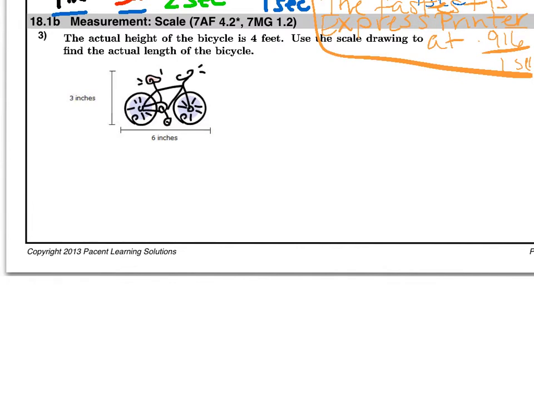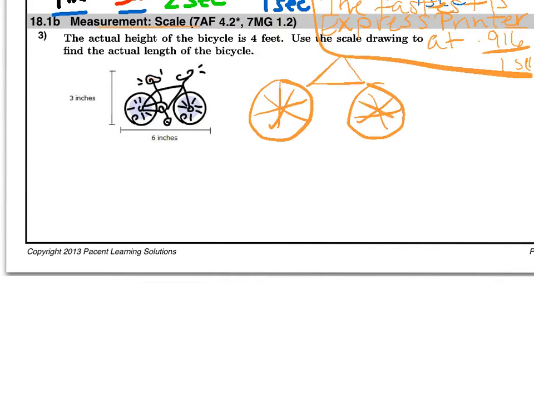All right, so our last problem is this bicycle problem. If you look up here, it's telling us that we're using scale, which we talked about a few weeks ago. The actual height of the bicycle is 4 feet tall. A real bicycle is 4 feet tall. Use the scale drawing to find the actual length of a bicycle. So if we had a real bicycle, it's going to be much bigger, right? I'm not going to attempt to really draw a real bicycle, but there he is, and we know that his height is 4 feet.